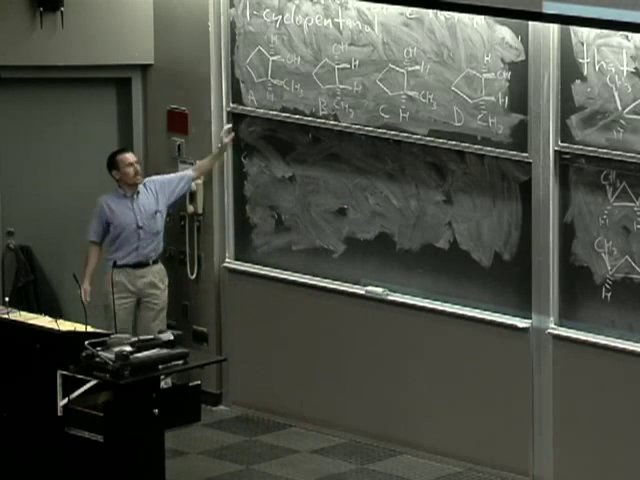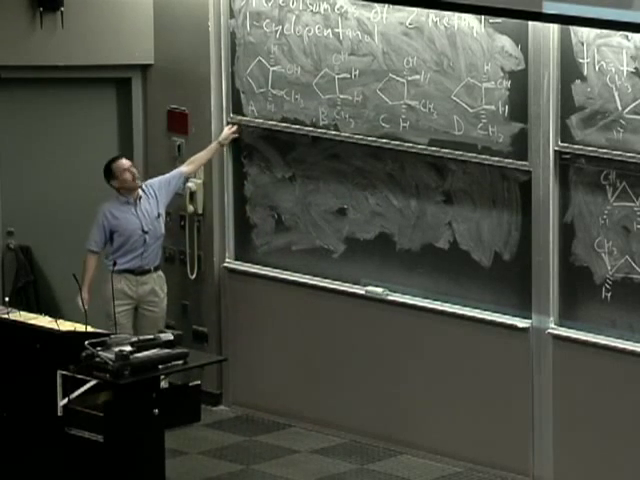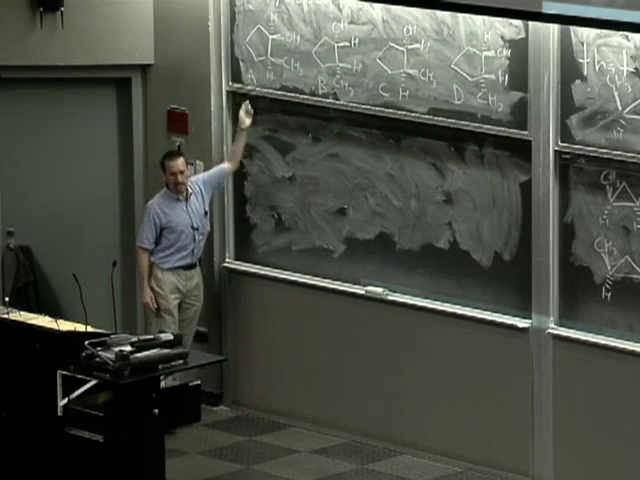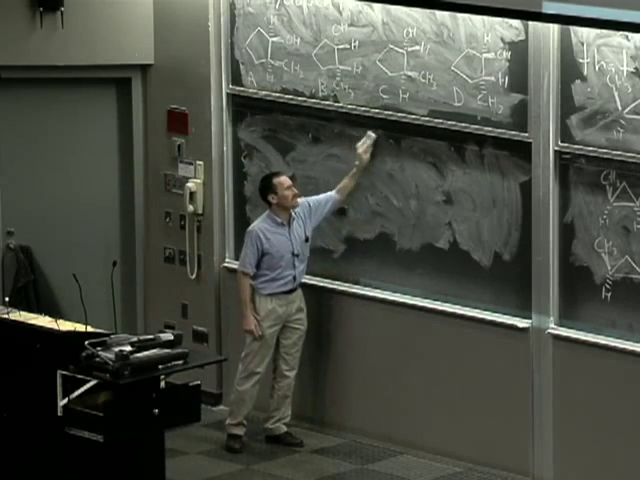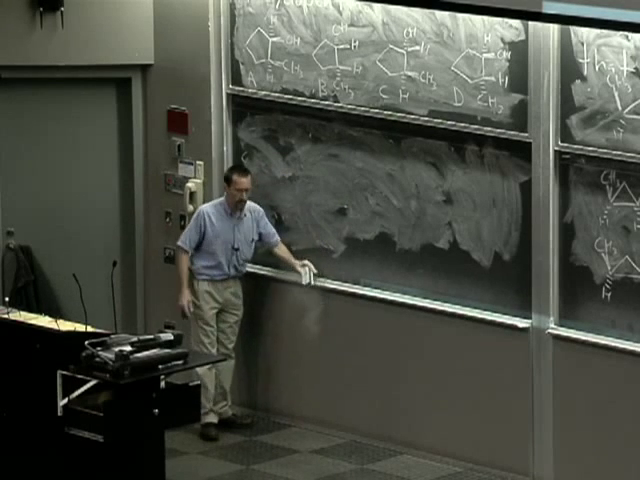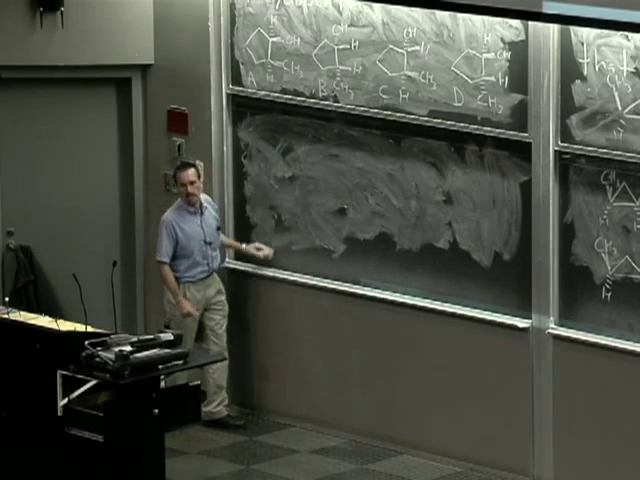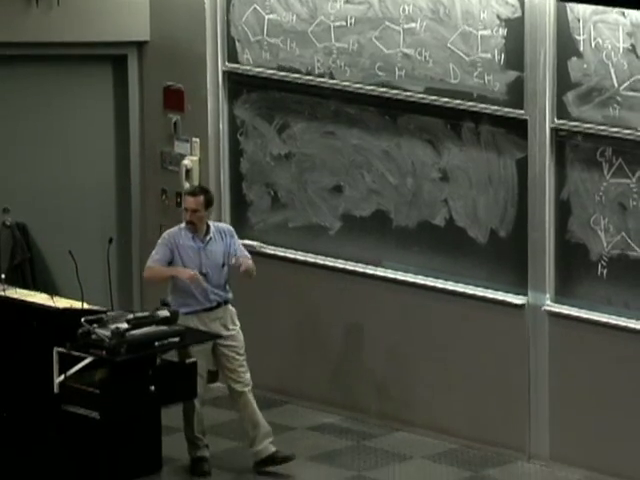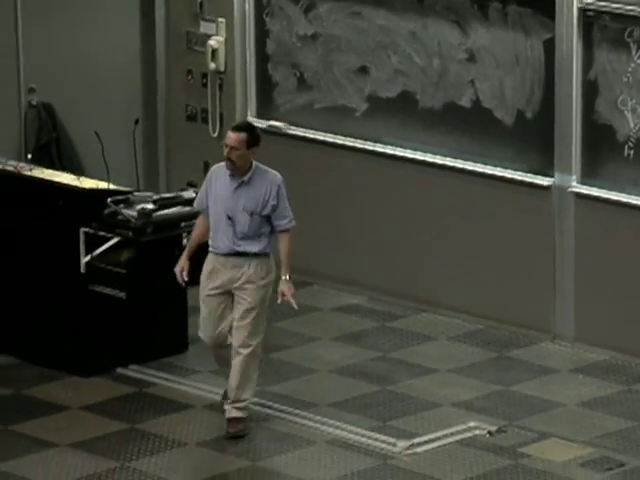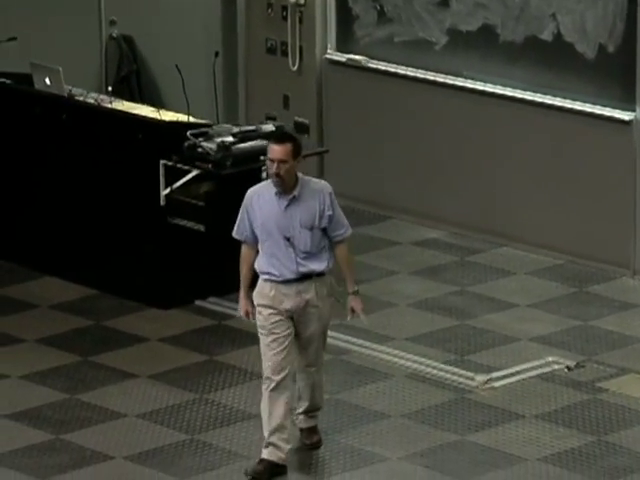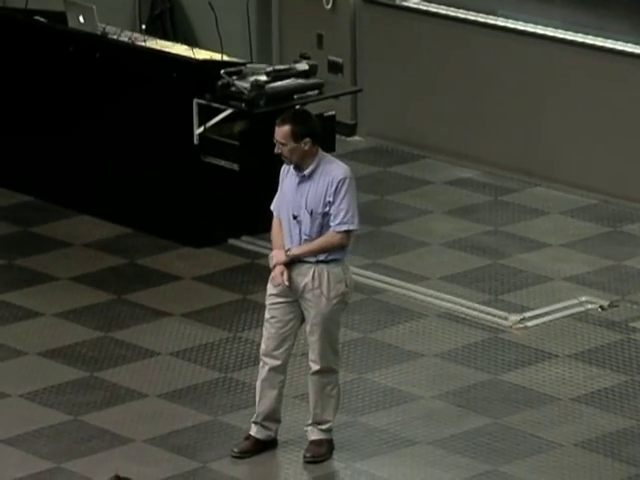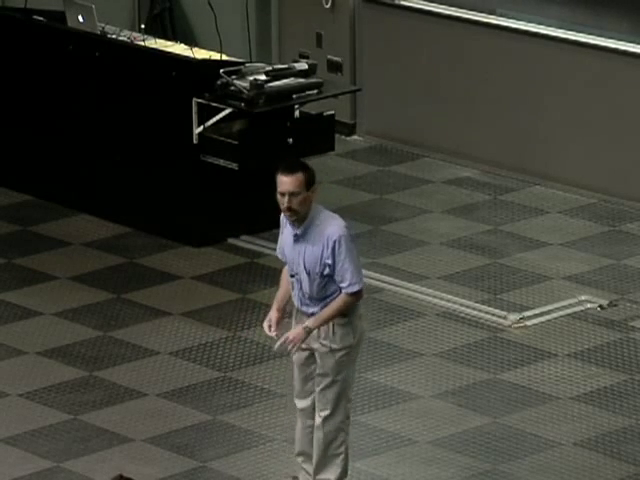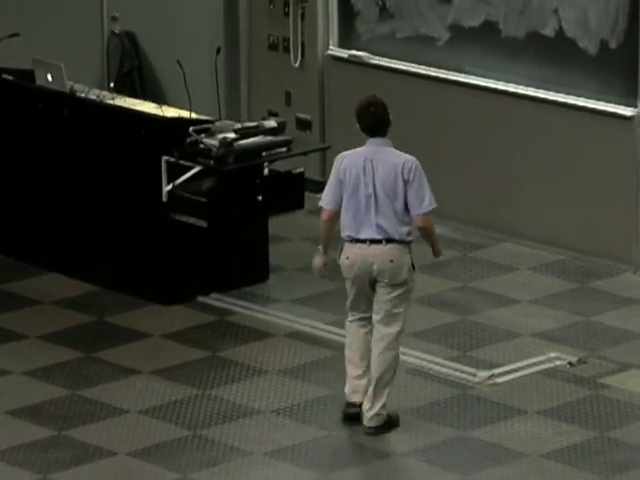Now, obviously, A, B, C, and D are stereoisomers. They have the same connectivity. And yet, we can certainly see in some cases they're not the same. In some cases, you have the methyl group and the OH on opposite sides of the ring. We call that trans stereochemistry. And in other cases, we have them on the same side of the ring. We call that cis stereochemistry.